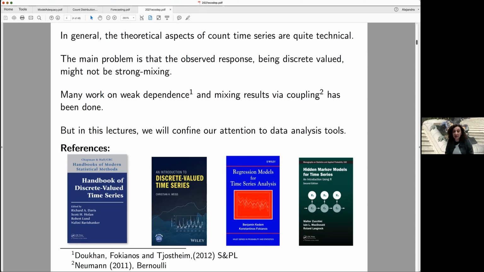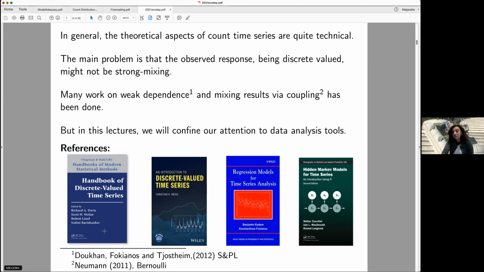As for references, there are huge tons of research papers, which are not referenced very precisely here, just names of authors and dates, as you can see. This is Statistics and Probability Letters, Bernoulli is Bernoulli, but there are tons of papers. Theoretical aspects can be found in the Handbook of Discrete-Valued Time Series, but it's from 2016, so there are newer works that are not there.